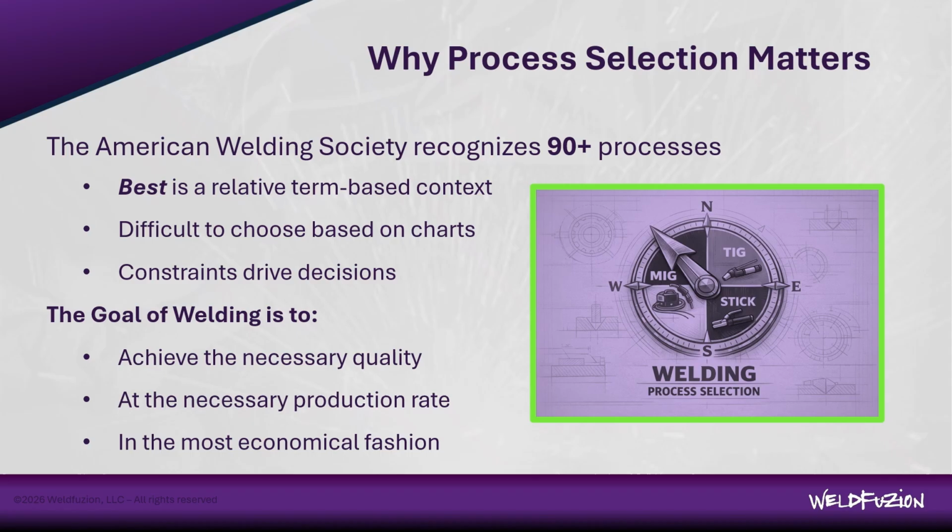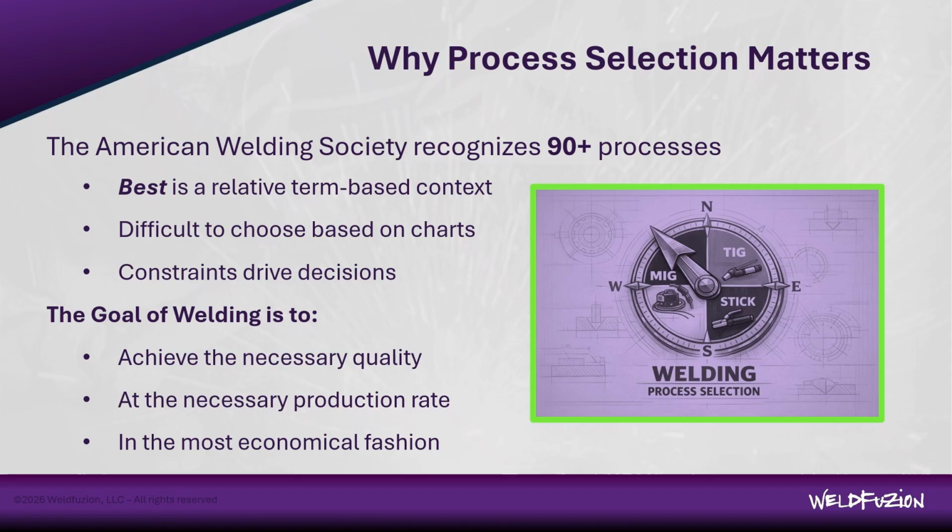Well, the term best is relative and totally based on context, right? What's good in one area simply won't cut it in another. And it's difficult to choose based on charts, descriptions, and definitions. In the real world, constraints drive decisions. And everyone knows there are always constraints. Aren't we always dealing with time, quality, and cost?